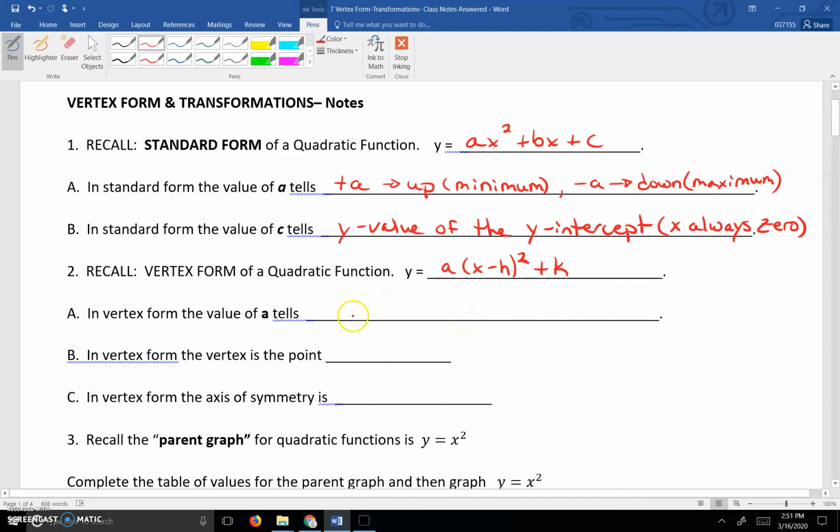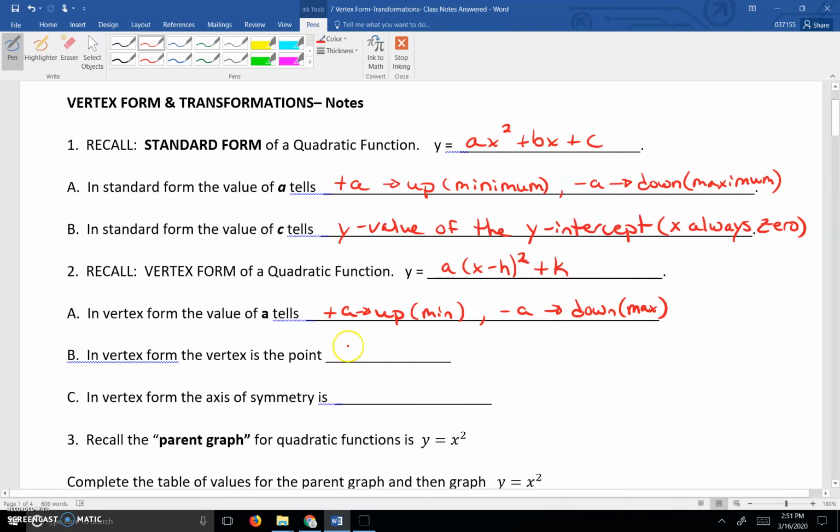So again, my a value tells me whether it opens up or down, and my rule for that is the same as standard form. Positive a opens up. It has a minimum. Negative a opens down, has a maximum. So that doesn't change. No matter what form we're dealing with, the a value will always be the same.